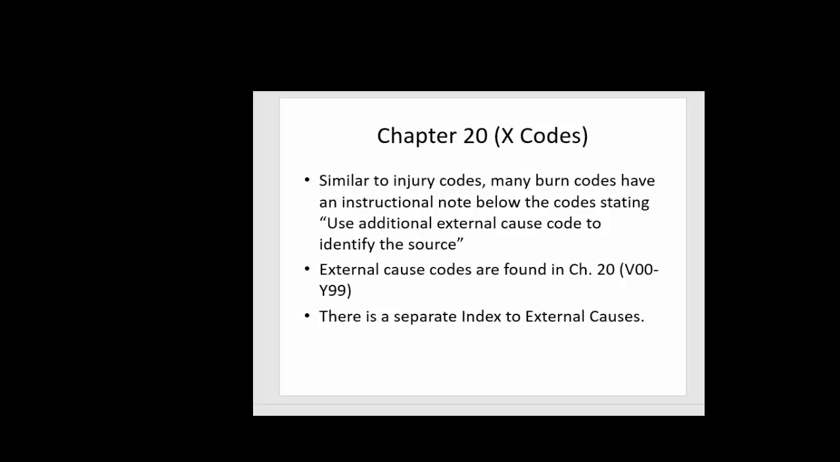Your X codes, or your external cause codes, are in Chapter 20, and many of the burn codes have an instructional note below the code, just as the injury codes did, telling you to use an additional external cause code to identify the source of the burn.